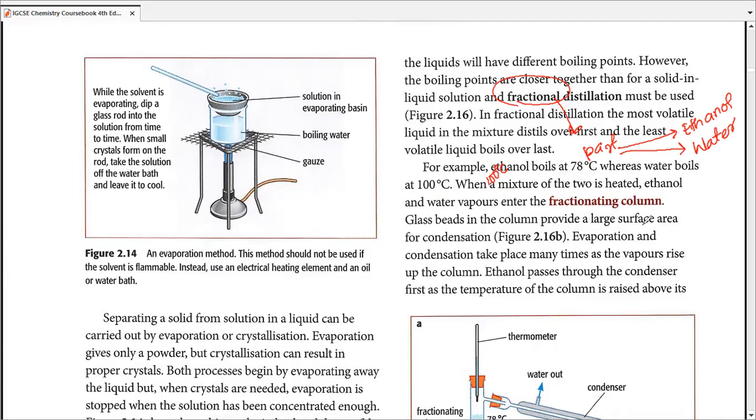So if we have 10 different liquids or 20 different liquids, we're going to do fractional distillation and we're going to get different parts based upon boiling points. And in every part, we're going to get the most volatile or the lowest boiling point liquid first, and then the next one, and then the next one, and then the next one. The loop goes on until we get the least volatile or the highest boiling point liquid at the end.